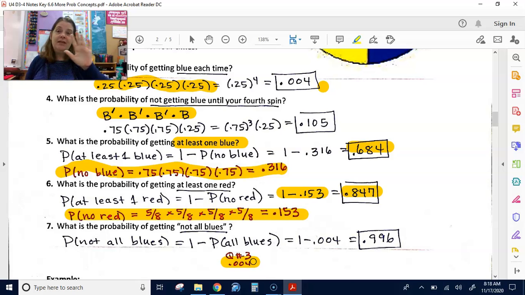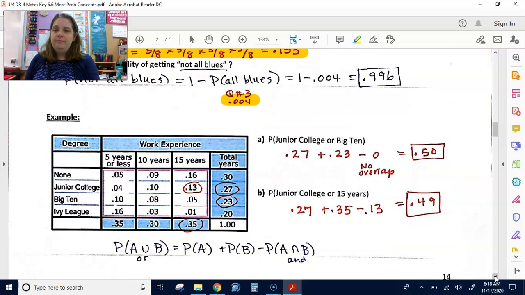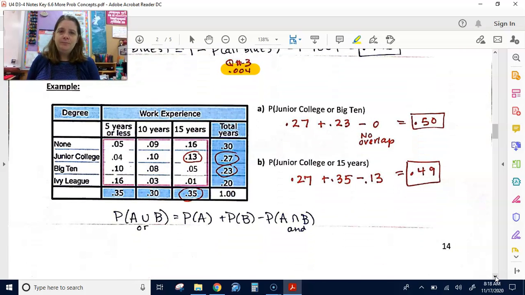Just in general, anytime you see at least one, you want to think that's the same as 1 minus none. And the probability of none is usually pretty easy to compute and pretty straightforward. The at least one has a lot of pieces that you have to put together, which can be quite a challenge.